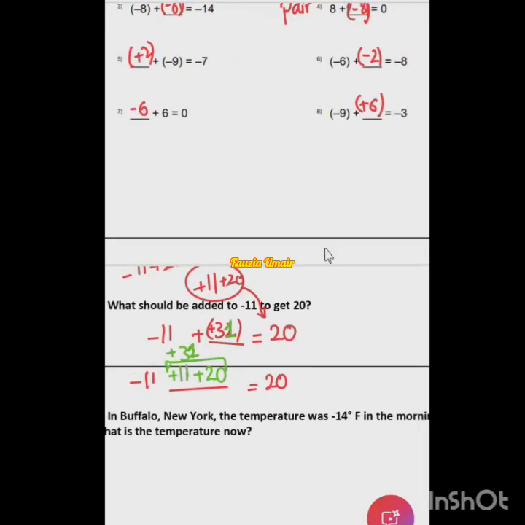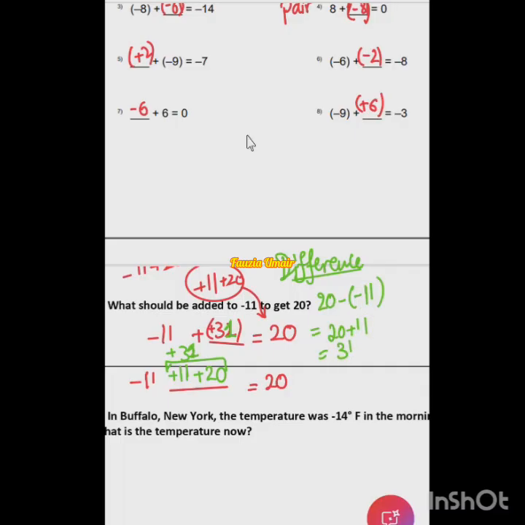Simply write it like this: 20 minus minus 11. Remember that I told you yesterday that when we need to find out the difference, we take the bigger value minus the smaller value. So the bigger value is 20 minus the smaller value. So it would be 20 plus 11, which is 31, right?